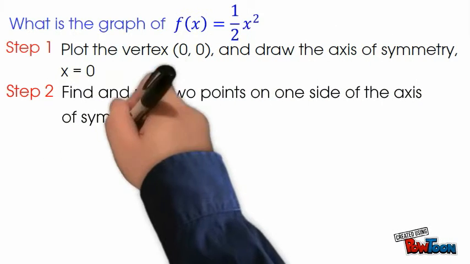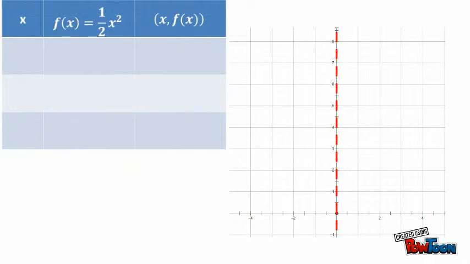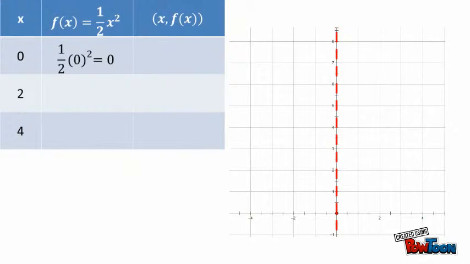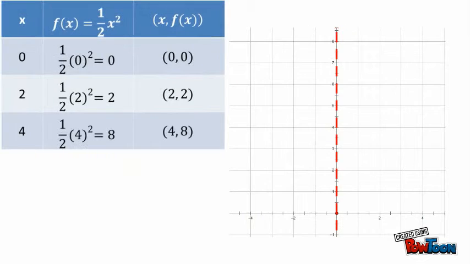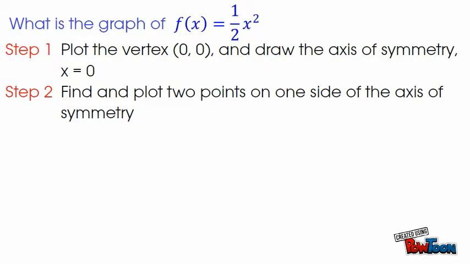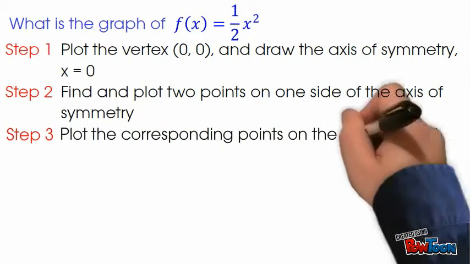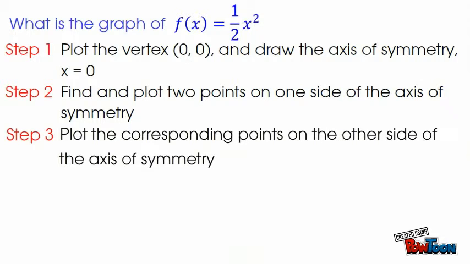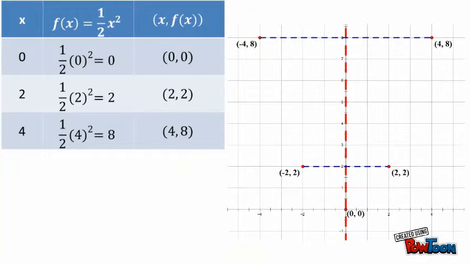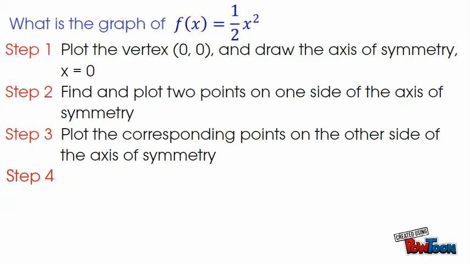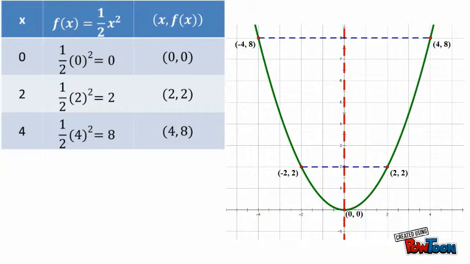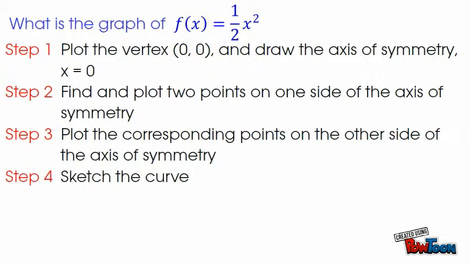Then if you make yourself an xy table and put in nice numbers for x like 0, 1, 2 or 0, 2, 4, you can substitute those numbers in and calculate the y values and graph those dots. Since a parabola is symmetrical, those dots can be transferred across the line of symmetry and plotted on the other side without having to do any math. And then to finish off your graph, all you have to do is draw a nice smooth curve through the dots and you're done. This is a great spot to pause the video and take a few notes.